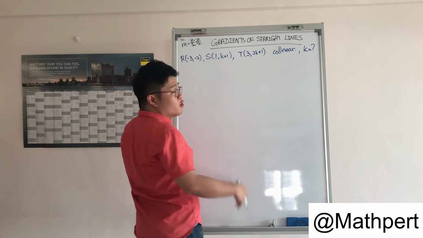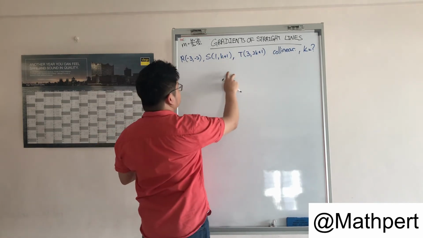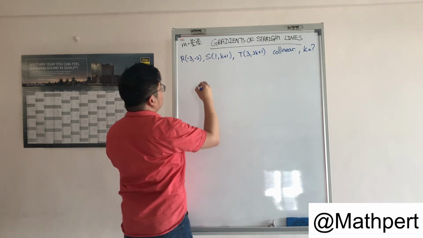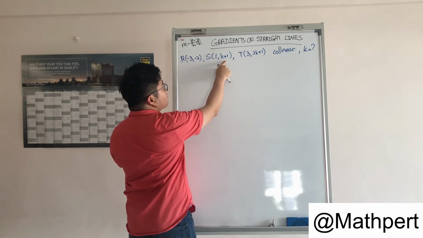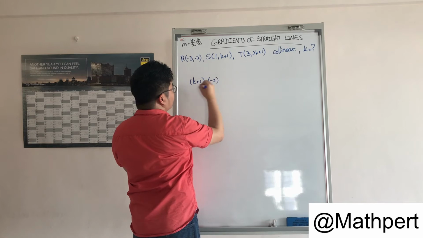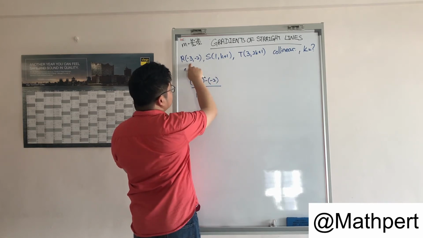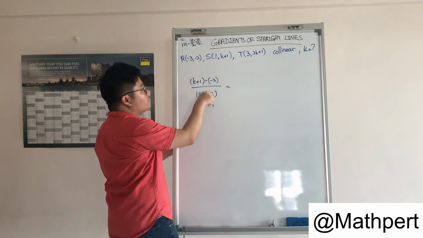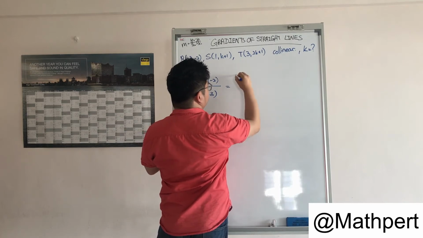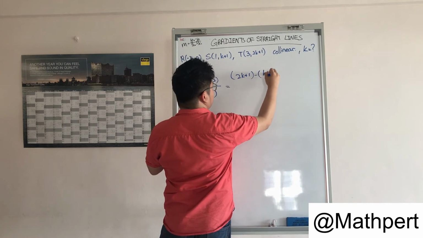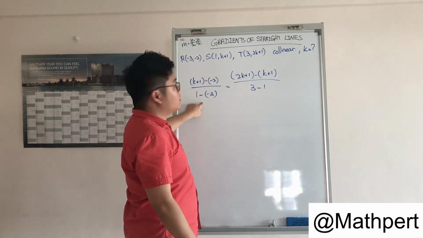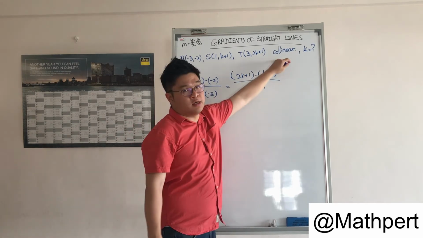We don't know the gradient, but since we know they are on the same line, line RS equals line ST. So RS, y2 minus y1, k plus 1 minus minus 2 over 1 minus minus 3. This is the gradient of line RS. Then we look for ST. So y2 minus y1, 2k plus 1 minus k plus 1 over 3 minus 1. Line RS and line ST have the same gradient because they are collinear. They are the same line.